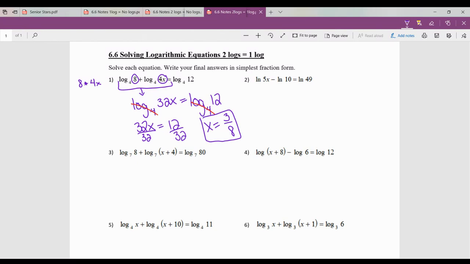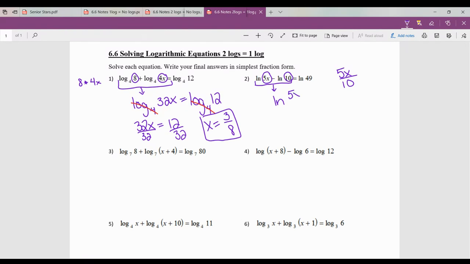So we're going to do this exact same thing. And we've got 2 logs. This is the natural log this time. Equals 1 log. So the first thing we want to do is condense so that it's not 2 logs, it's only 1 log. So we're going to do ln, and then this 5x and this 10, what I do when it's subtraction is I divide that 5x divided by 10. And then I say to myself, well, could I simplify that? And I could, but right now I'm going to leave it as 5x over 10 equals ln of 49.